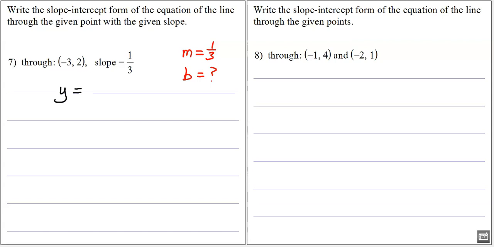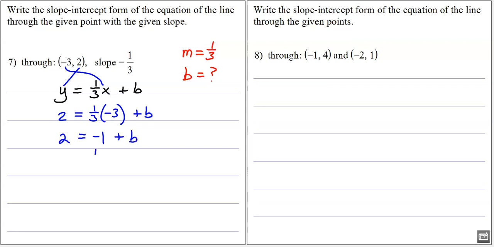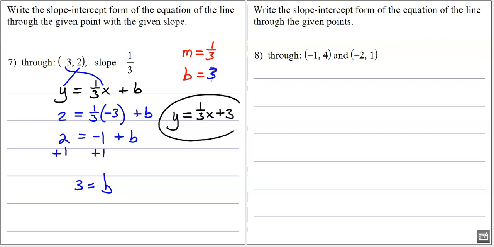So I start off with y equals mx plus b. I plug in the y value. I plug in the x value. And then we solve, clean this up a little bit. 1/3 times a negative 3 is negative 1 plus b. Add 1 to both sides, and we end up with b equals 3. Fill that in. And now we can go ahead and write the final answer. Y equals mx plus b.